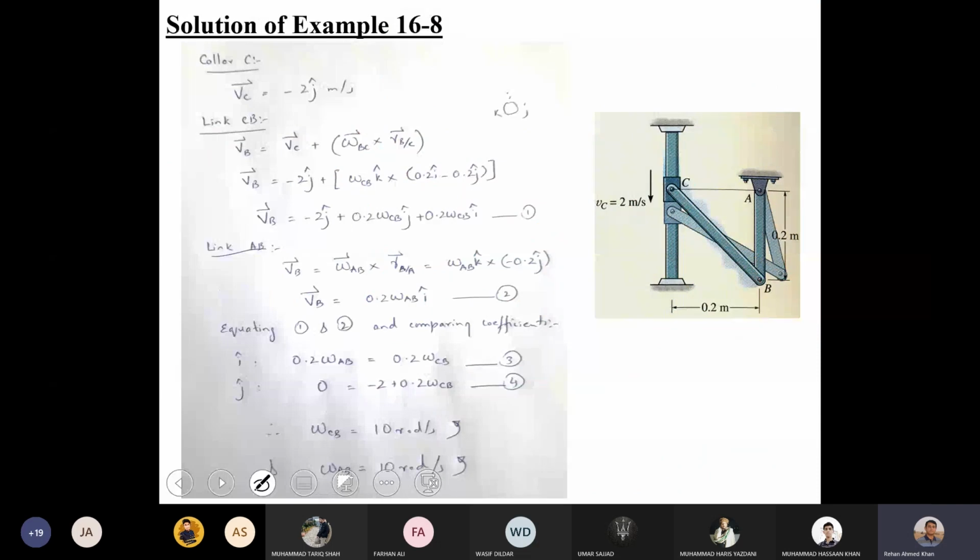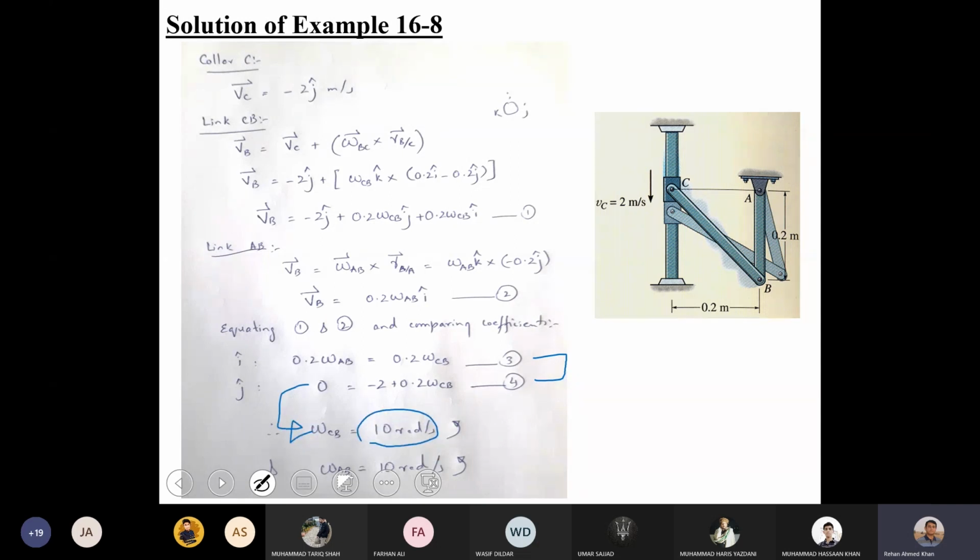So moving towards the final solution, you had these two equations. Comparing the I coefficients, 0.2 omega AB should be equal to 0.2 omega CB, and when you compared the J coefficients, 0 should be equal to -2 plus 0.2 omega CB. So from this equation, omega CB comes out to be 10 radians per second.